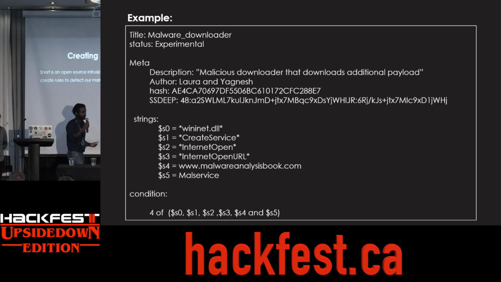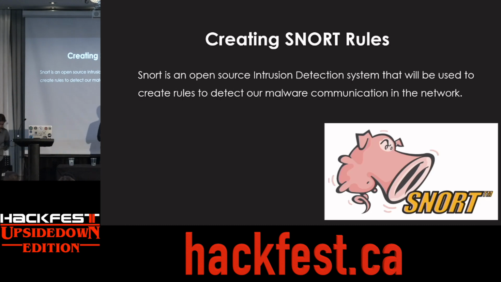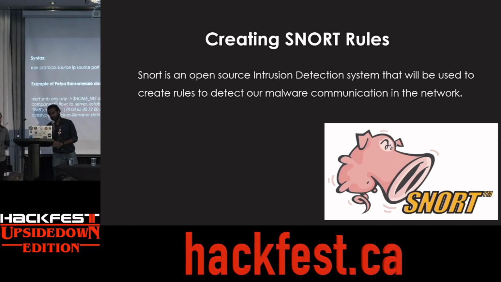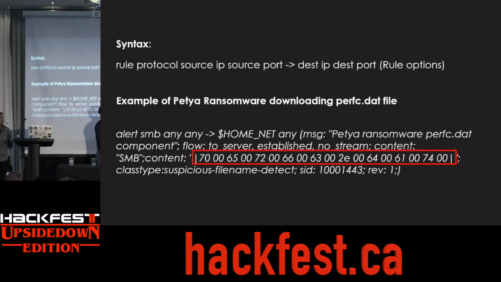Next tool would be SNORT. SNORT is also an open source intrusion detection system. SNORT functions at the network level, where it detects the communication between malware or two systems, and it triggers the alert. SNORT has a very simple syntax: rule, protocol, source IP, source port, destination IP, destination port, and message options.